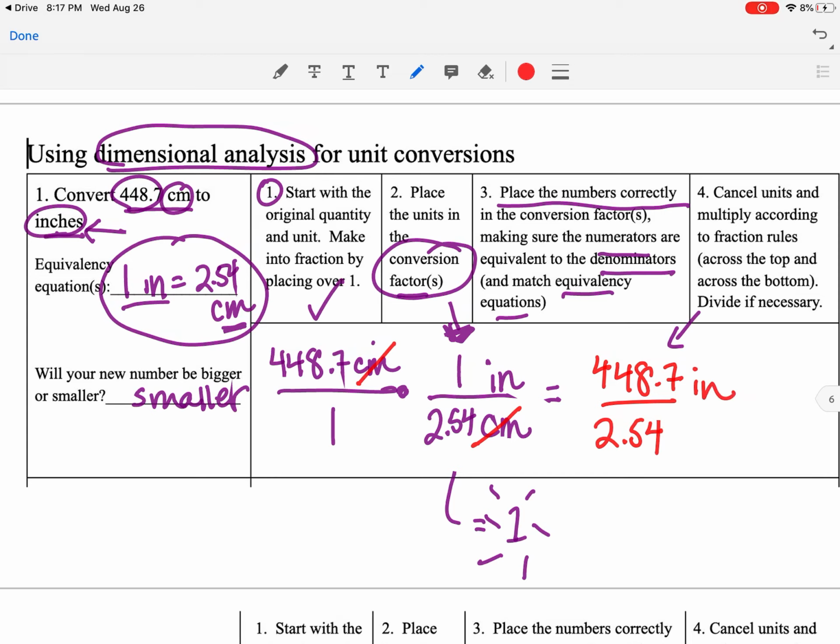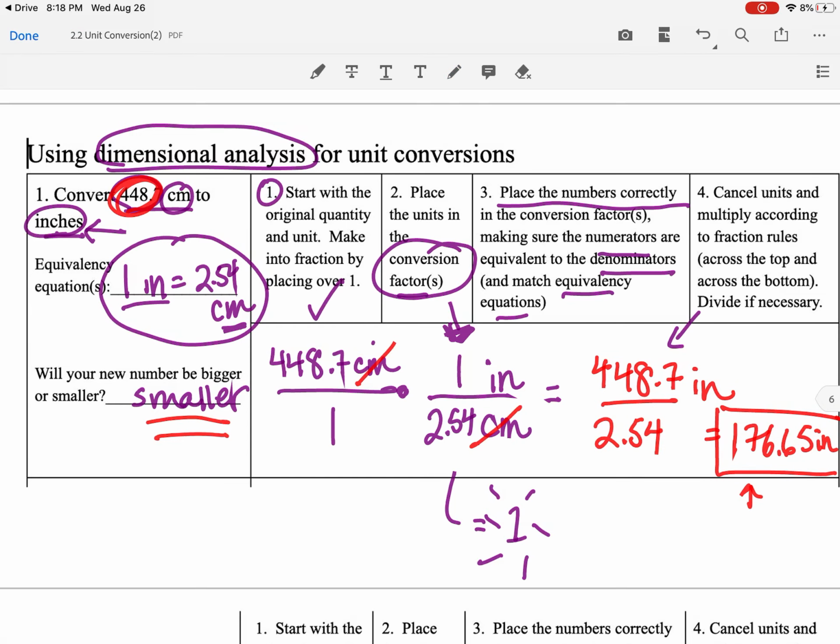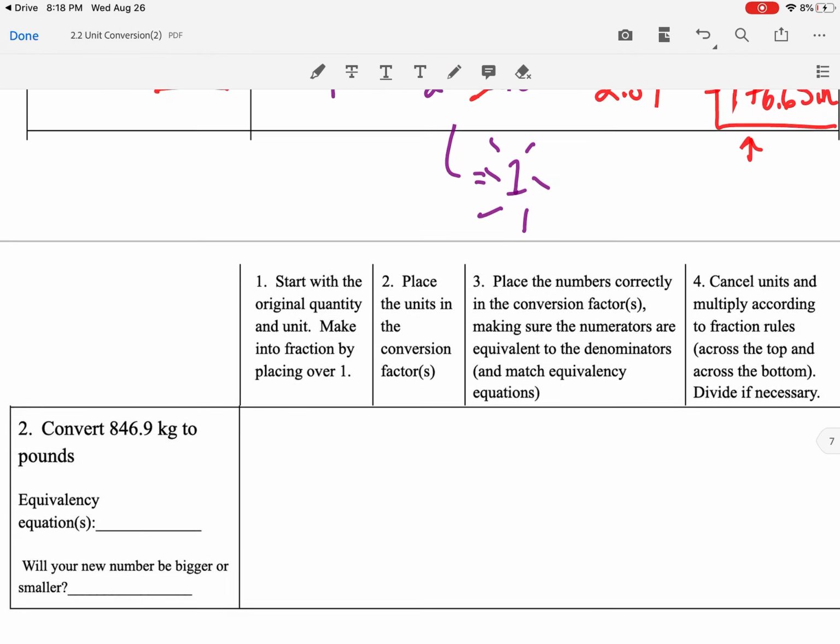We're in inches now because we canceled out centimeters. And I'm going to do that. 448.7 divided by 2.54 is equal to 176, I think I'll just round to the nearest hundredth, 0.65 inches. That's my answer. I'm going to put a box on it. And indeed, my new number is smaller than 448. So I went in the right direction at least. I didn't make a huge error. So now we're going to move on to the next one.